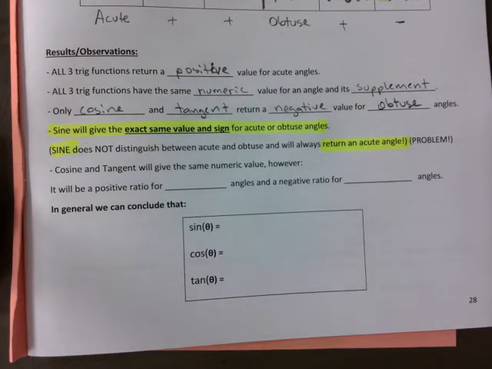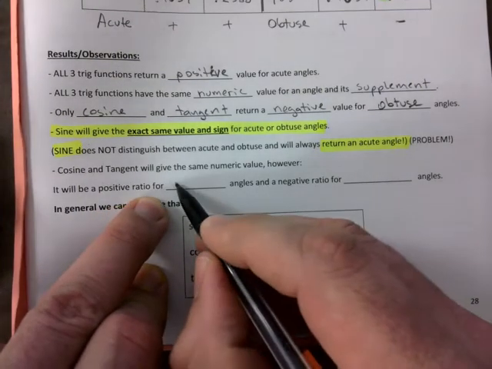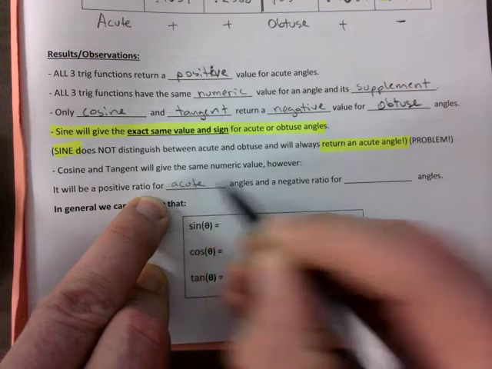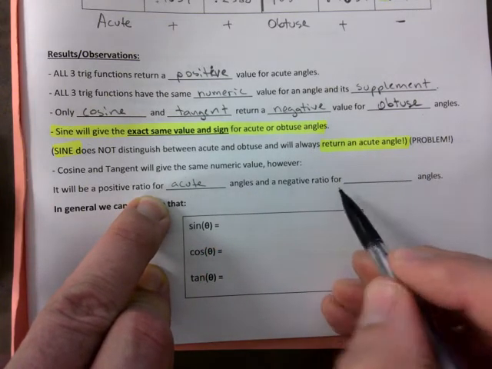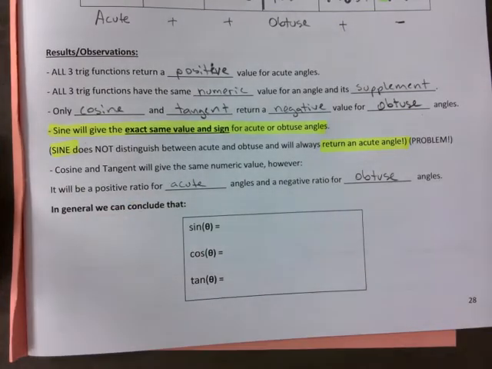Cosine and tangent will give the numeric value. However, it will be a positive ratio for acute angles and a negative ratio for obtuse angles. So I'm repeating some of the things I know, but I'm really emphasizing that.